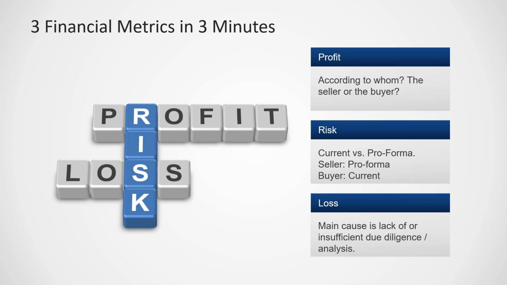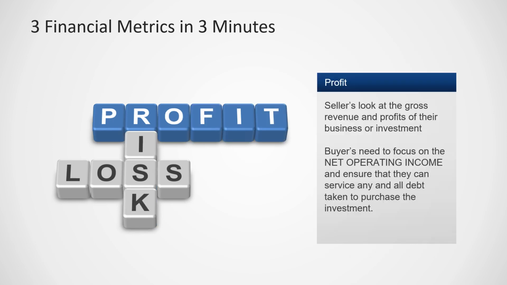Risk. What are we talking about here? Current pro forma versus pro forma. Do we have current profit and loss statements, which is what the buyer wants to get, or does the seller provide a pro forma which paints a beautiful picture of their asset? Loss. Main cause of loss is lack of or insufficient due diligence or analysis on the business or the property.